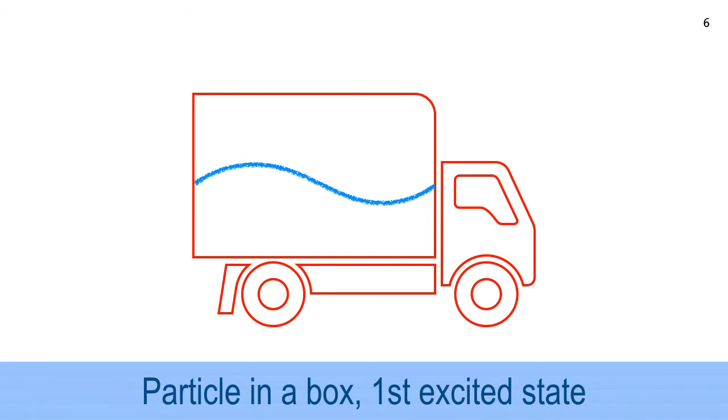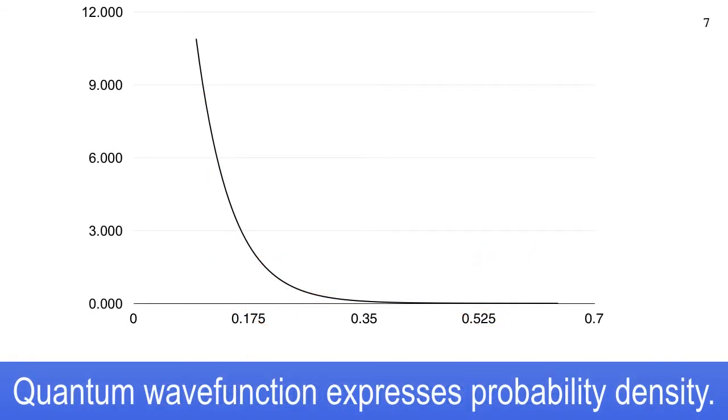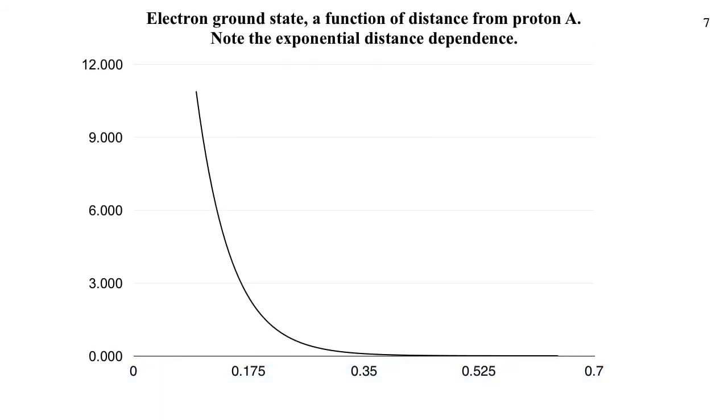And this is what the wave function looks like for an isolated hydrogen atom. It's an exponential. This is the electron ground state. It's an exponential decay, and it has a distance scale. It's called the Bohr radius, which is a combination of h, the mass of the electron, and the charge of the electron and so on.